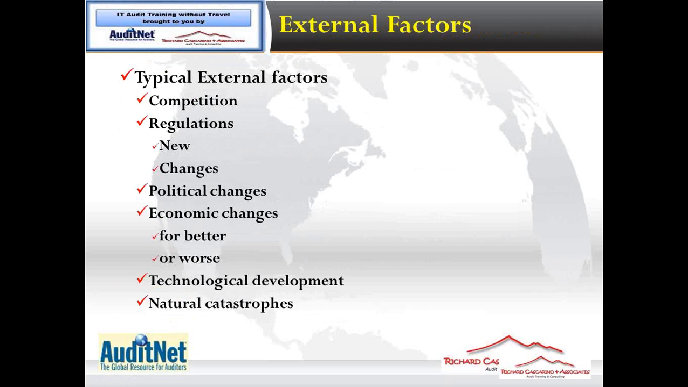If the economy starts to boom, it's a risk factor that you will not be the organization in place to take advantage of that boom. If the economy goes down, can you survive it? Technological development. And of course, unfortunately, natural catastrophes.